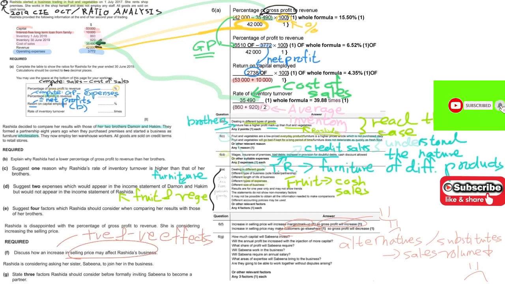So let's take a look at G, the last item. The last item talks about whether she would like to ask her sister to join. So it talks about the comparison between sole proprietorship and partnership. So let me drop it down for you. This one is about the advantages and disadvantages of sole proprietorship versus partnership.